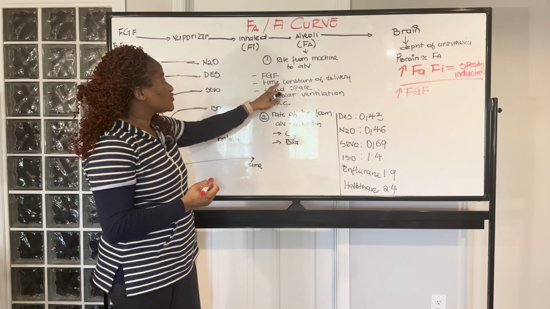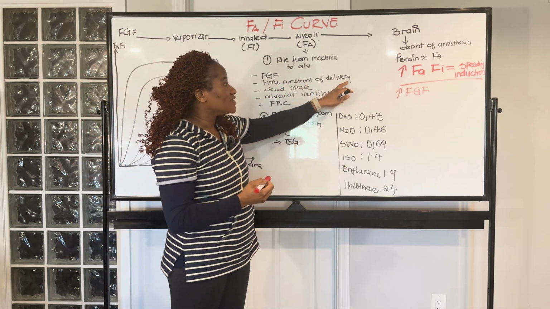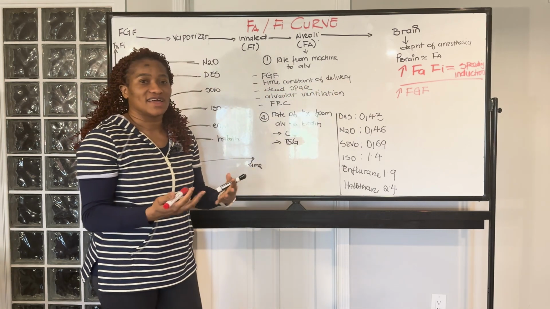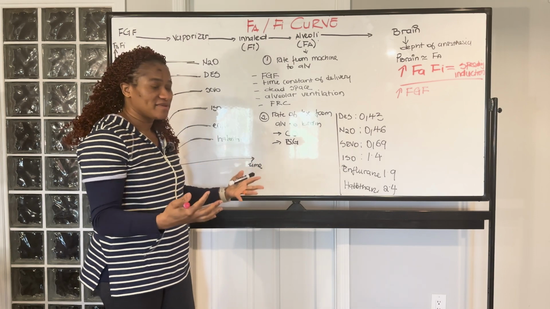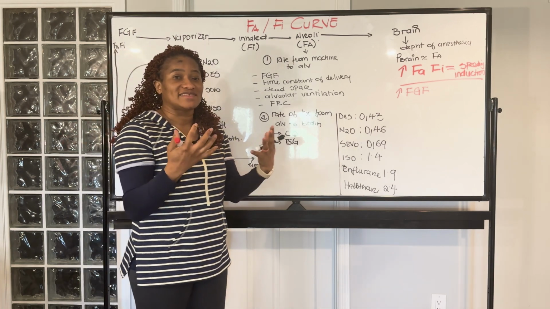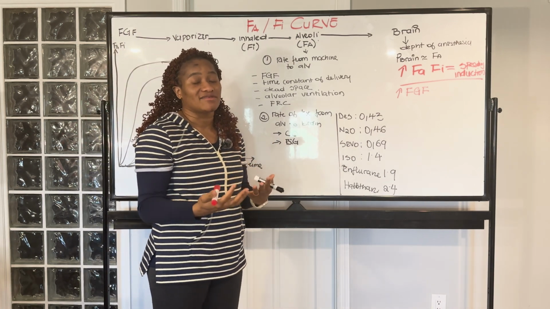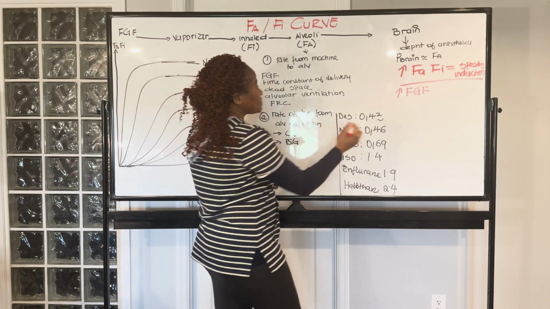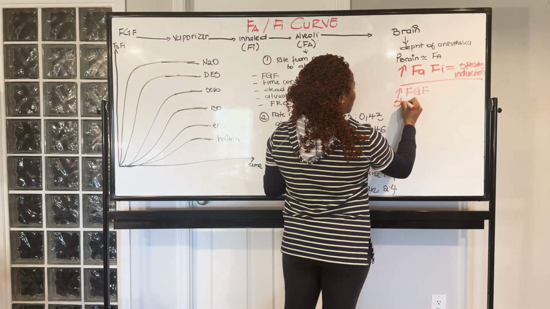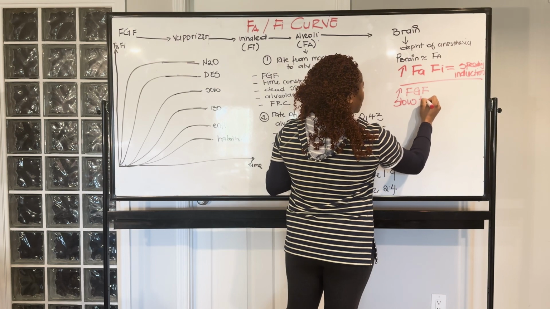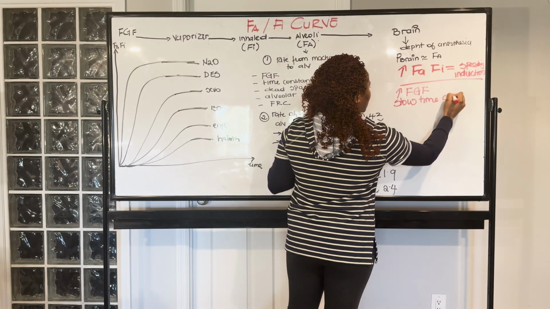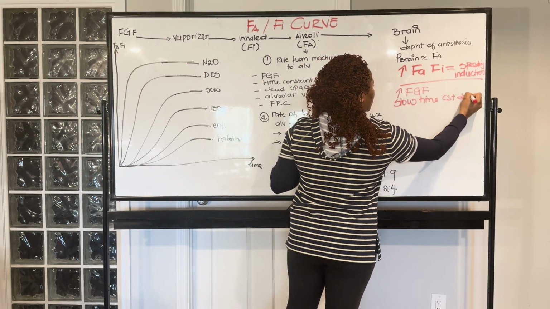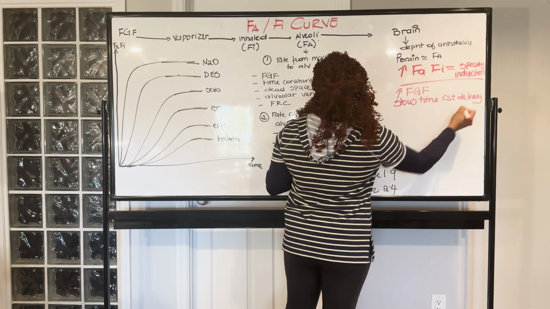I need to have a slow time constant delivery. This just means that I'm giving time for my alveoli to get saturated by my inhaled gas. So this is why I need to have a slow time constant delivery.